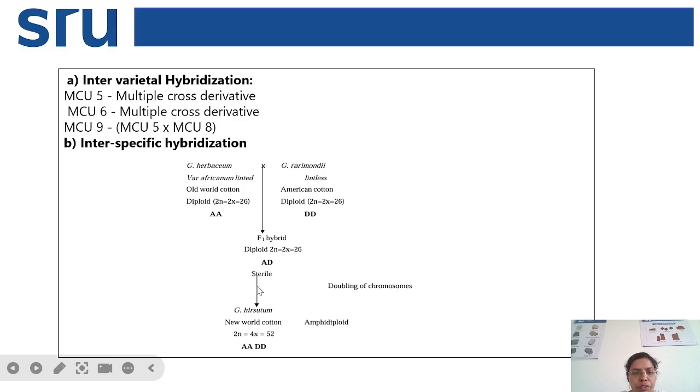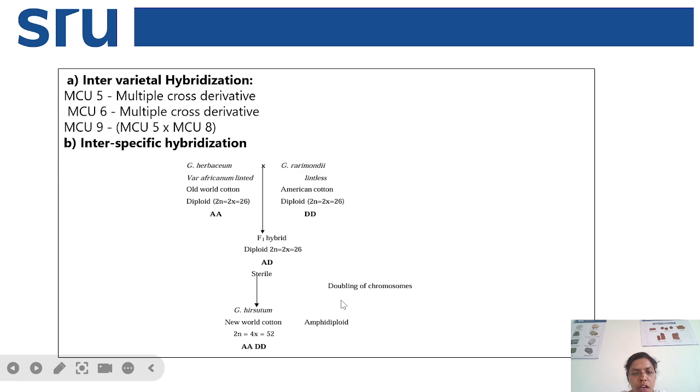To make it fertile, we go for chromosome doubling with colchicine treatment, so the chromosome gets doubled. The F1 hybrid is diploid, so it will be doubled by the colchicine treatment so that it becomes tetraploid. Here the resulting species is Gossypium hirsutum, that is New World cotton.